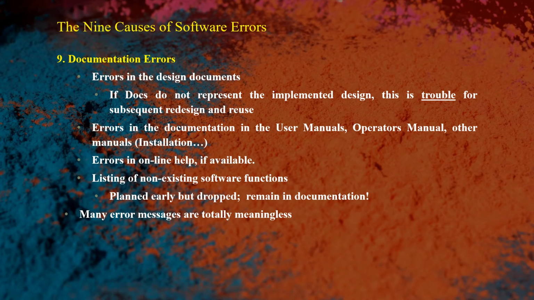Number 9. The last cause of software errors. The documentation errors. Errors in the design documents. If docs do not represent the implemented design, this is trouble for subsequent redesign and reuse. Errors in the documentation in the user manuals, operator's manual, other manuals such as installation. Errors in online help, if available. Listing of non-existing software functions. Planned early but dropped, they remain in the documentation. Many error messages are totally meaningless.